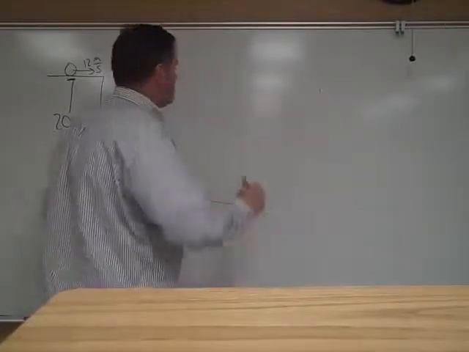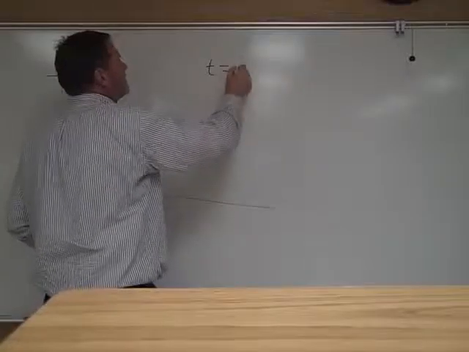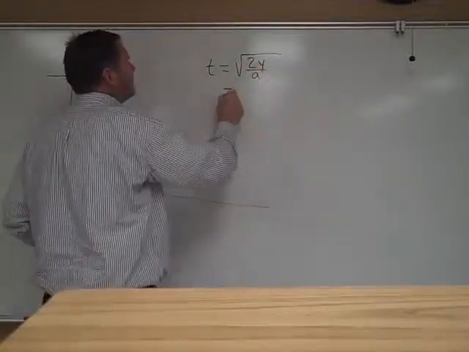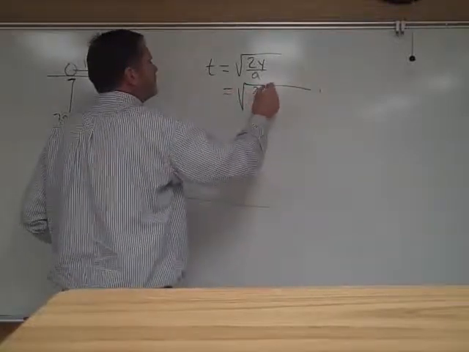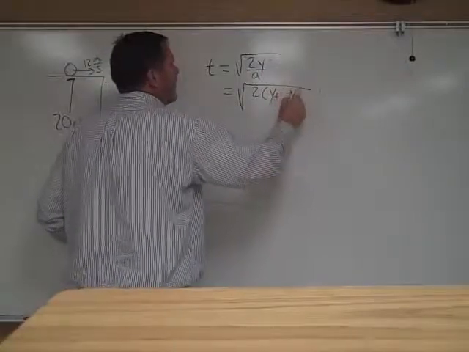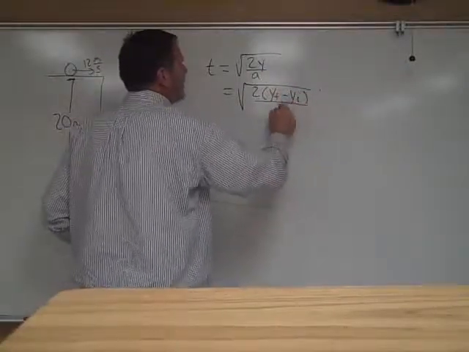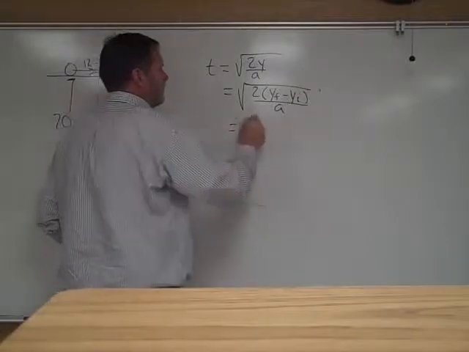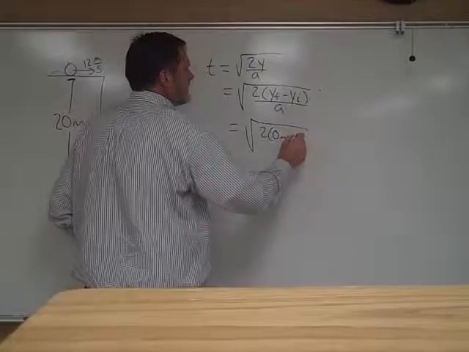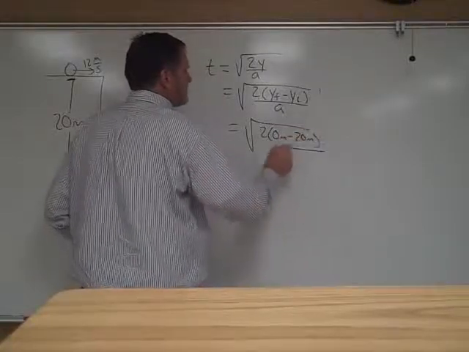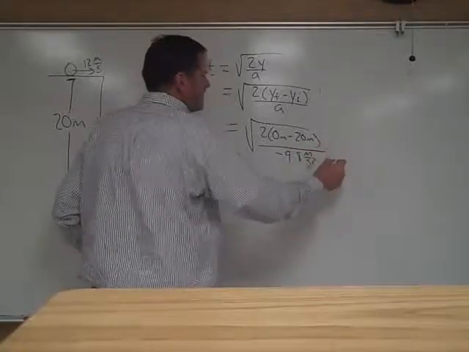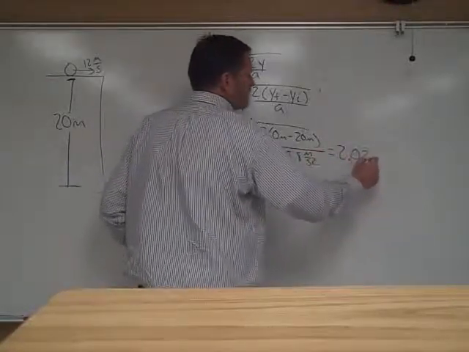So t is equal to the square root of 2y over a, which is equal to the square root of 2 times (y final minus y initial) over a, which is equal to the square root of 2 times (0 meters minus 20 meters) over negative 9.8 meters per second squared, and you wind up with 2.02 seconds.